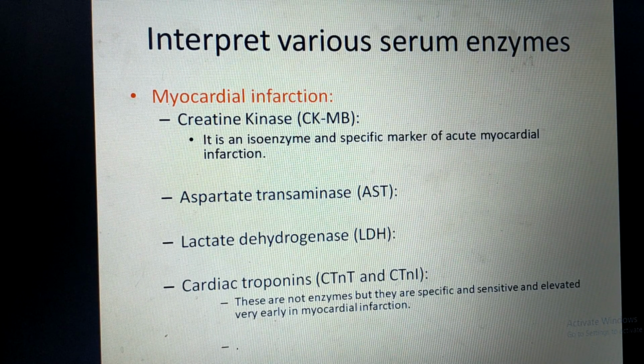For the diagnosis of myocardial infarction in clinical practice, generally 4 markers are used, out of which 3 are enzymes, and the 4th marker, that is cardiac troponins, which is very specific, sensitive, and increases very early in myocardial infarction, is not an enzyme. But as it is used, I have mentioned here. Our topic is interpretation of serum enzymes. So in this topic we will see only the first 3 enzymes and not cardiac troponins.